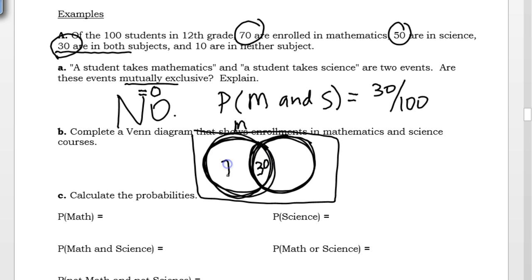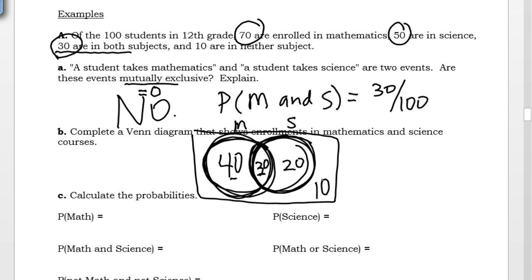So I cannot throw a 70 in this circle. If I throw a 70 in that region, that would be 100 in the whole circle. I only put 40 in this circle because the whole circle is math. So the 40 and the 30 put together gives me my 70. My science circle should have 50. Since I already have 30 in the circle, I need 20 more to make my 50. I drew the box around to show that I can put my neither in my outside region.